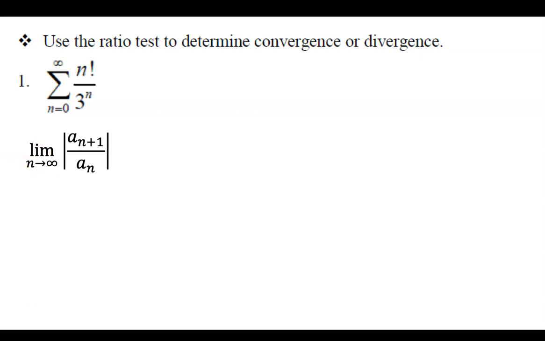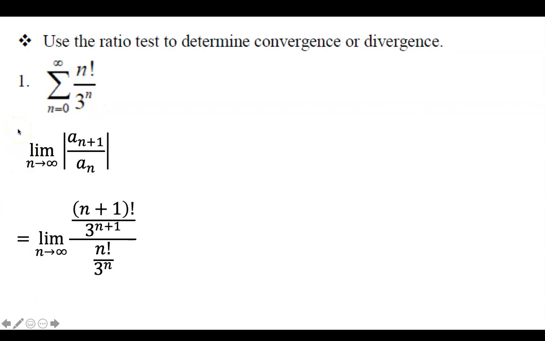So to find the a_(n+1) term, all I really do is take each n and replace it with an n plus 1. So what I get here is the ratio of the n plus 1 term, which means instead of n factorial, I have n plus 1 factorial. Instead of 3 to the n, I have 3 to the n plus 1. That is my n plus 1 term. All I do is replace every n with an n plus 1.